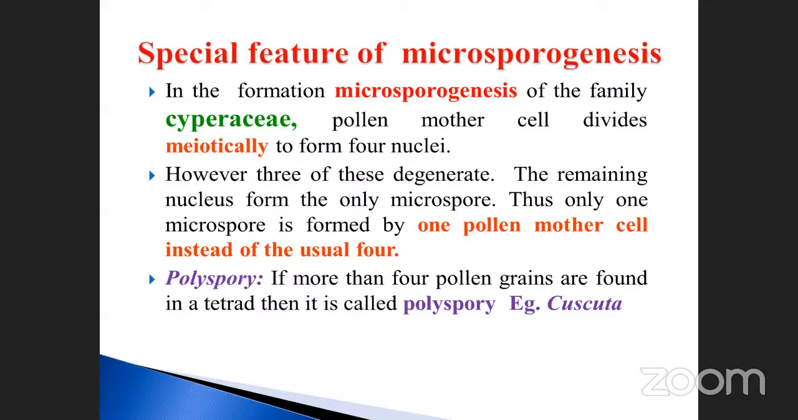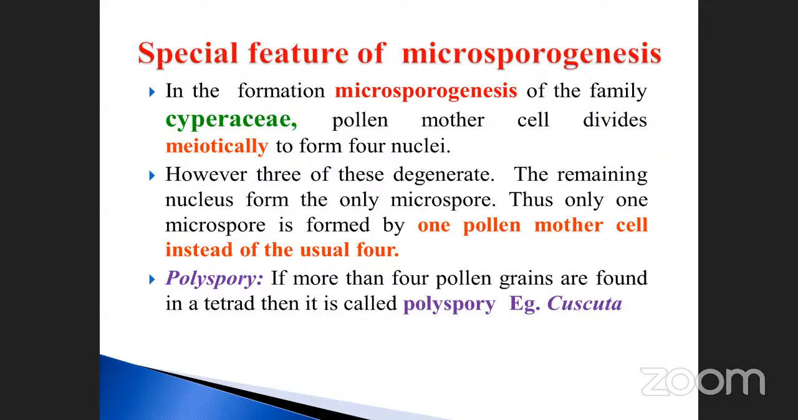Already told you, the total is 4, which undergo the meiotic cell divisions. From this, the only one microspore is converted into the microspore mother cell. What about the remaining 3? They completely disappear or degenerate. Okay, this is one category, which comes under what is known as Cyperaceae. This is the one thing.